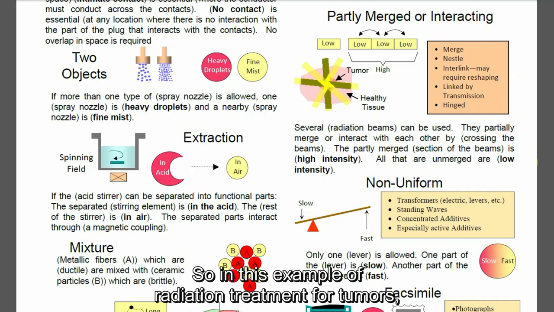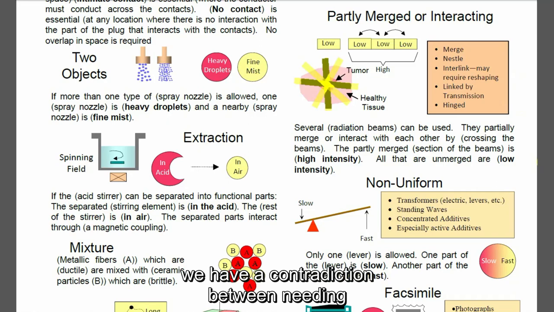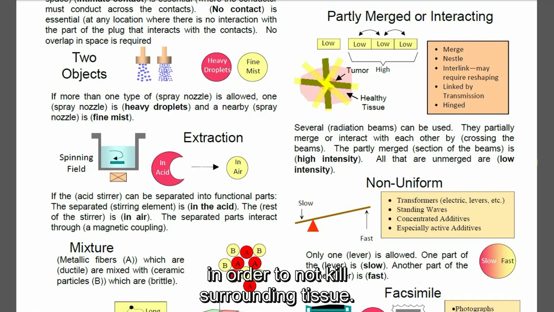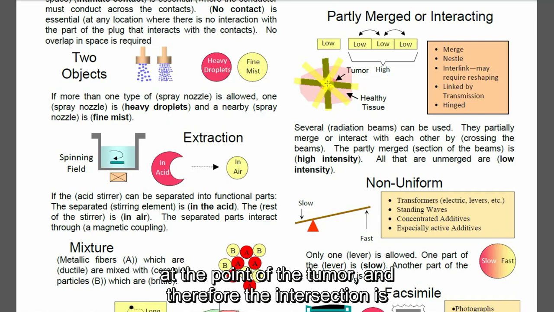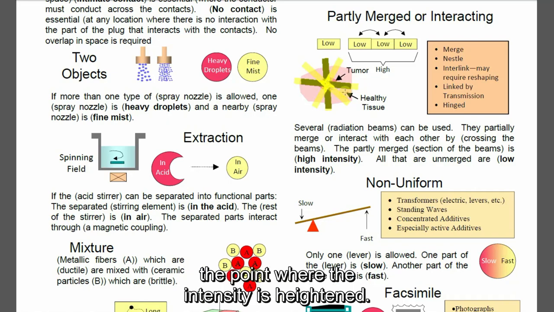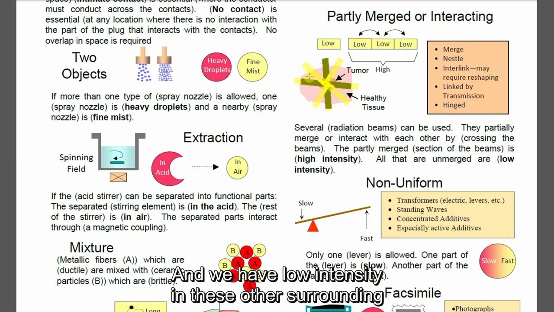So in this example of radiation treatment for tumors, we have a contradiction between needing them to be high intensity in order to kill the tumor and low intensity in order to not kill surrounding tissue. So the way this is resolved is by having multiple low intensity beams which all intersect at the point of the tumor, and therefore the intersection is the point where the intensity is heightened, and we have low intensity in these other surrounding areas here.